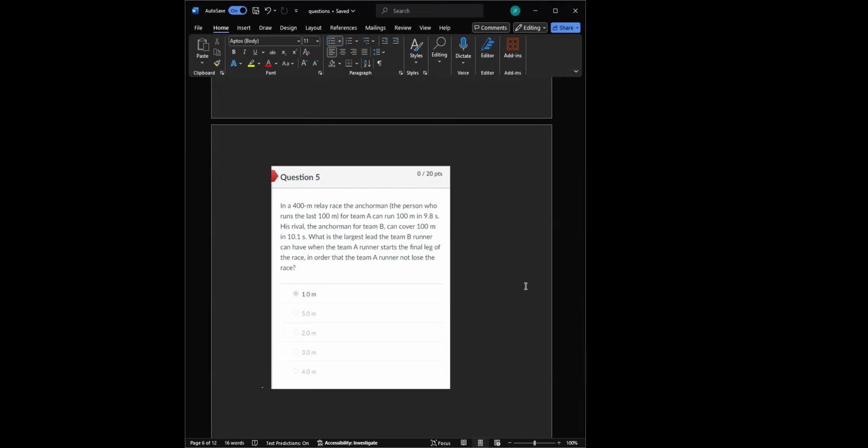And 100 meters at 10.1 seconds, which means 100 meters divided by 10.1 is equal to 9.90 meters per second, whereas 100 meters divided by 9.8 is equal to 10.2 meters per second. So in this case, we only have 100 meters they can run. That's really bothering me. Okay, what is the largest lead?